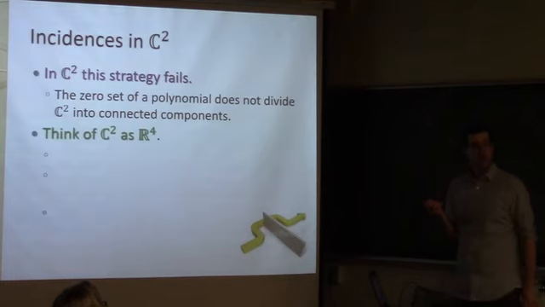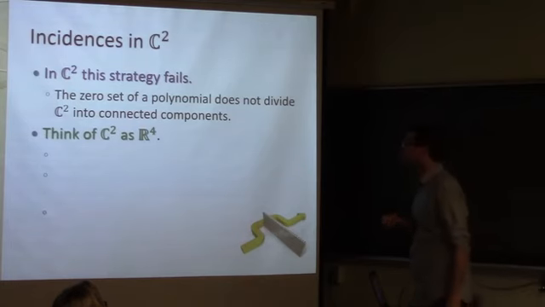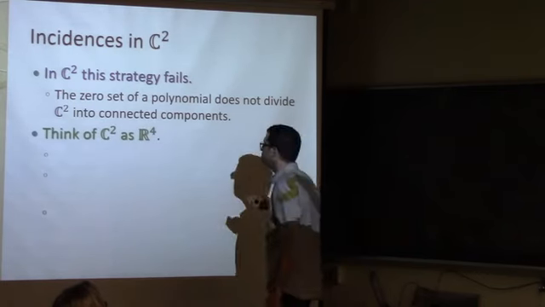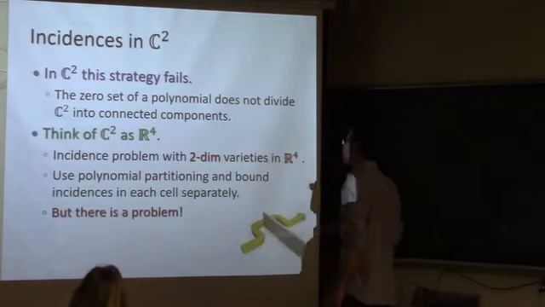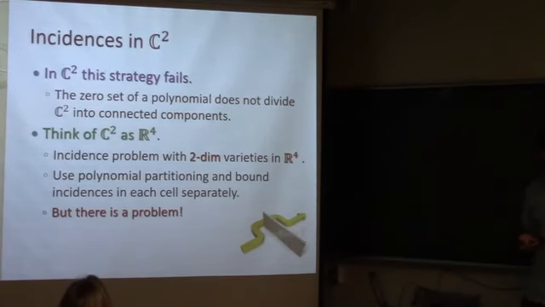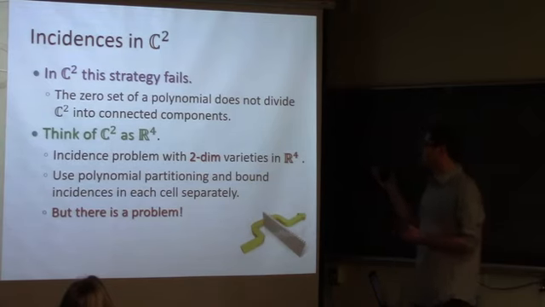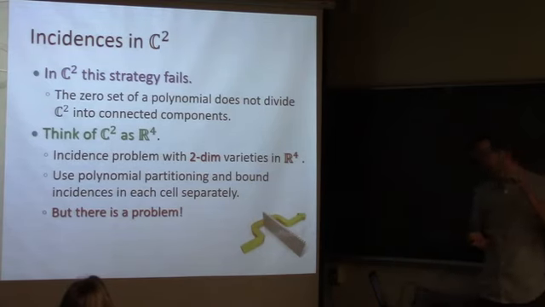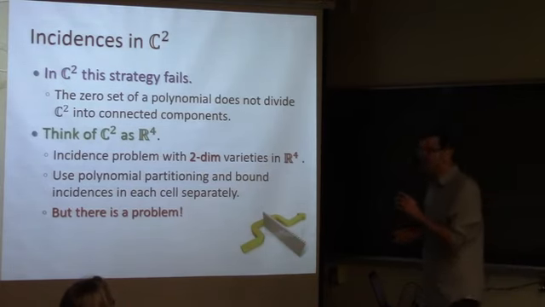So we cannot use this approach, but we can do something very similar by just thinking of the plane as R^4. The complex plane is R^4. Each complex coordinate, we can think of it as two real coordinates. And we get a similar problem. Now, our complex curves become two-dimensional varieties in R^4. Our points remain points. And we can apply a partitioning polynomial here, and we can get a weak bound, apply the weak bound separately in each cell. Everything is just as always.